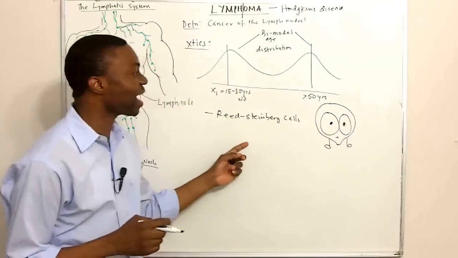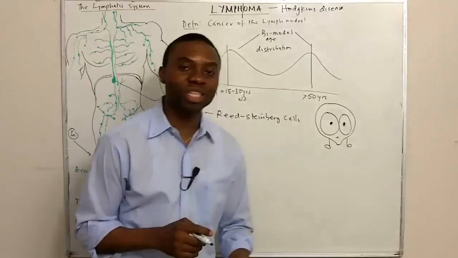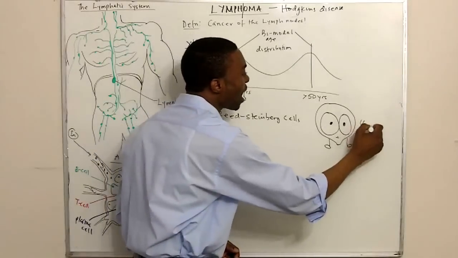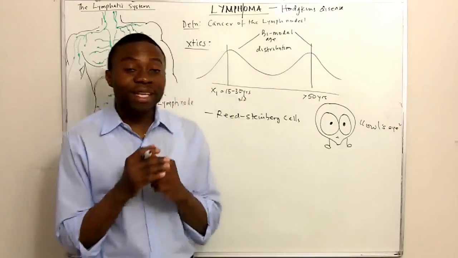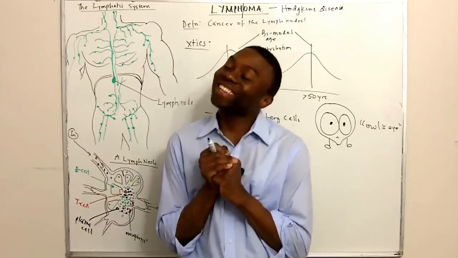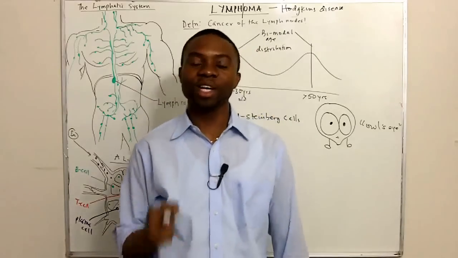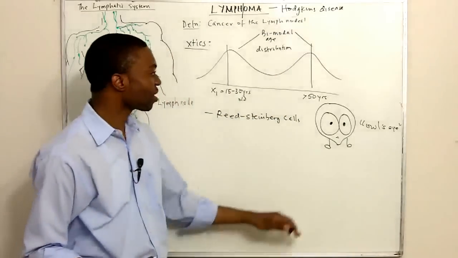Yeah, those are Reed-Sternberg cells because they have two nuclei. They look like owl's eyes. If you ever see an owl, they look like that. They look so cute and they look like they're harmless. No, they're not. No, they are not. They're very dangerous. All right?